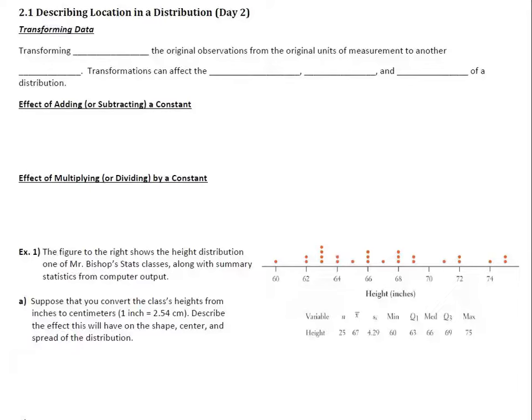All right, so we talked about transforming a little bit in class today. So if you add or subtract to a distribution, or if you multiply to a distribution, what does that do? So first of all, transforming converts the original observations from the original units of measurement to another scale. What does that affect? Well, that can affect the shape, the center, or the spread.